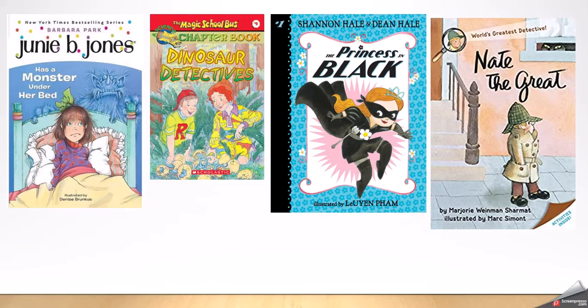So here are some examples. Junie B. Jones, we're going to be reading. Dinosaur Detectives, that's one of the Magic School Bus books. Princess in Black, Shannon and Dean Hale, Nate the Great. All of these are great examples of chapter books.